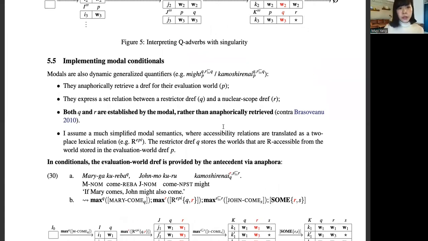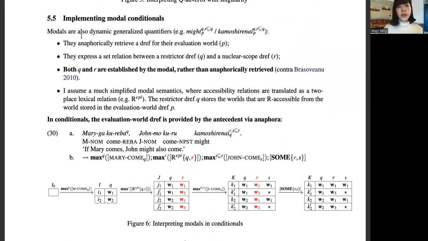Finally, moving on to modal conditionals. I assume that modals are also generalized quantifiers. And as you can see here on the indices on might or kamoshirennai, these modals anaphorically retrieve a deref for their evaluation world. So that's the subscript P that you see on these modals. And just like Q adverbs, they express a set relation between a restrictor deref Q and a nuclear scope deref R. But what's different from Q adverbs is that both Q and R are established by the modal itself rather than being anaphorically retrieved.